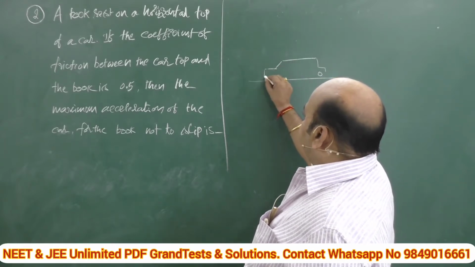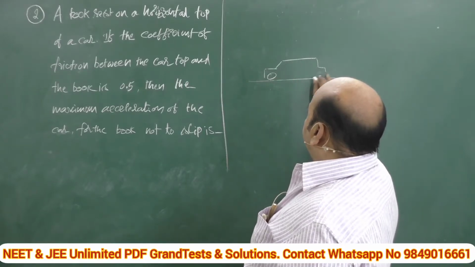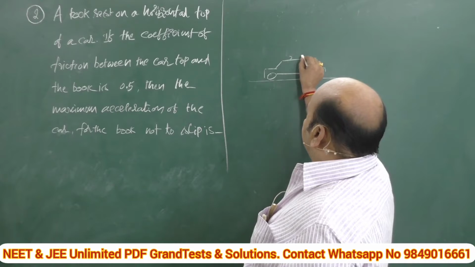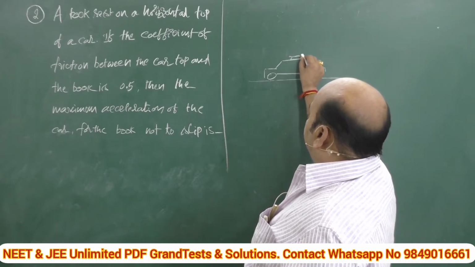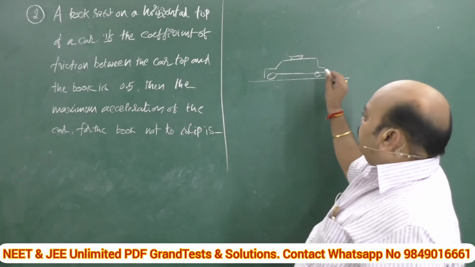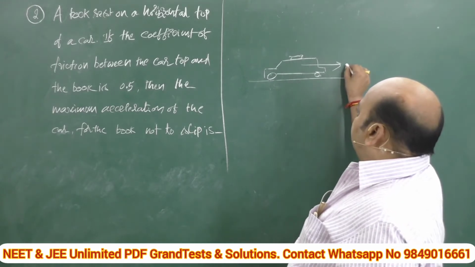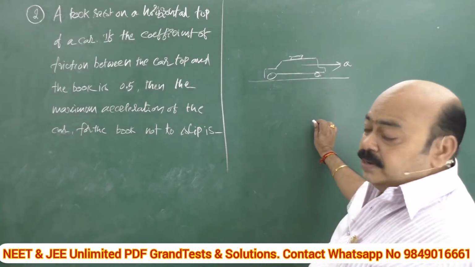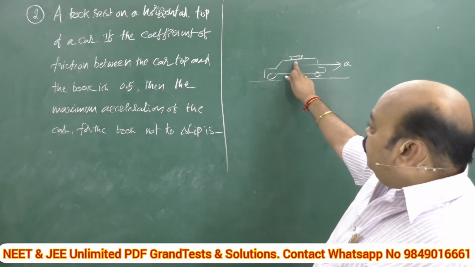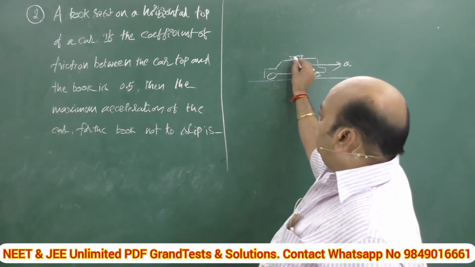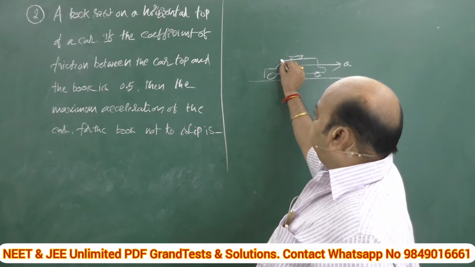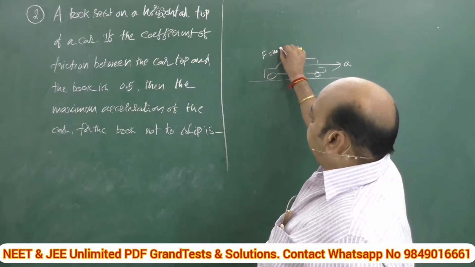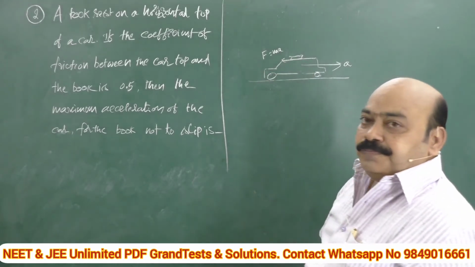This is a car. Here is a book on the top of the car. This is the book. When this car is accelerating with A, you know very well, a force which is equal to MA will act on it. This is nothing but F is equal to MA in this direction.